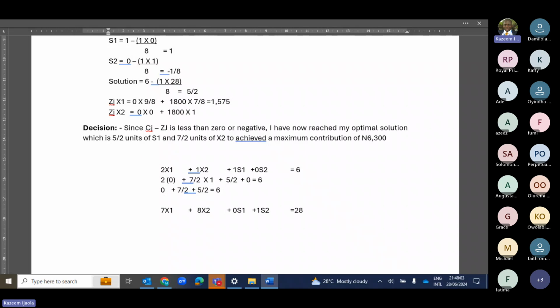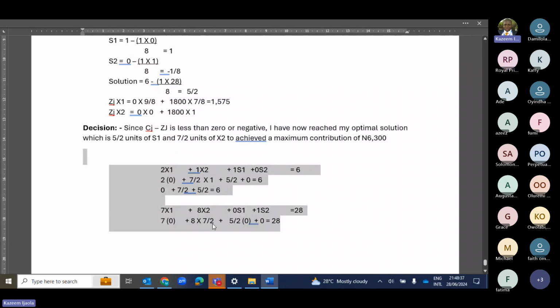So this one will be 7 into 0, plus we have 8x2. What's our x2? Our x2 is 7 over 2. That's 8 multiplied by 7 over 2 plus 0 S1. Our S1 is what? 5 over 2 multiplied by 0, then plus 0. This should give you 28. Is that correct? Yes. It's correct. So that means our solution is correct.